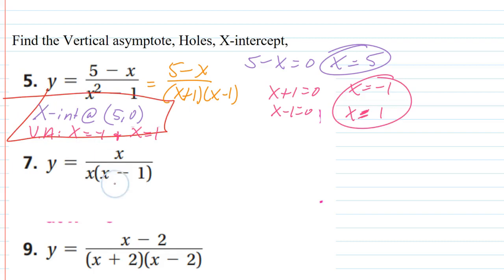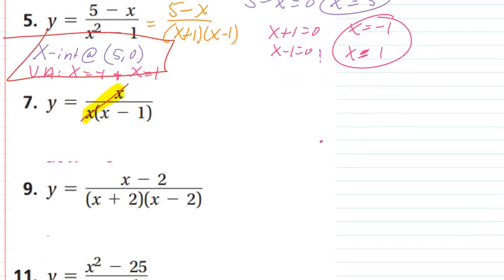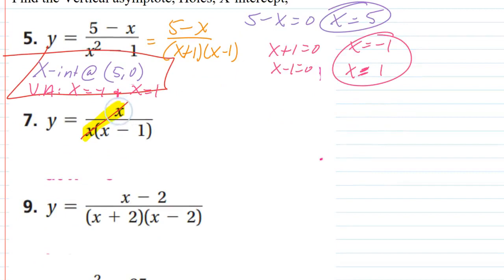Now for the next problem, it's already factored for me, but if you notice, I have an x on top and I have an x on bottom. The x on top and the x on bottom can cancel each other out. Now let's go back up to our steps. Our steps said that if the factors on top and bottom cancel out, then the factor on the bottom creates a hole. And we'll look at a picture of this in a little bit. But for our purposes at the moment, what we see is that the x divided by x is going to cancel each other out.